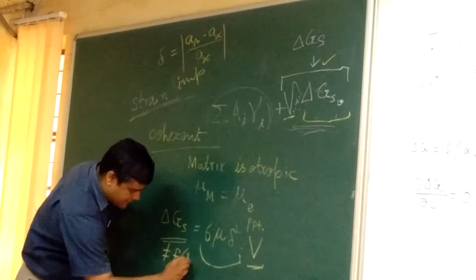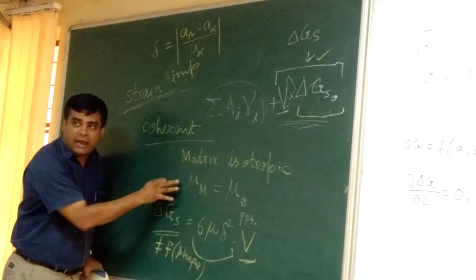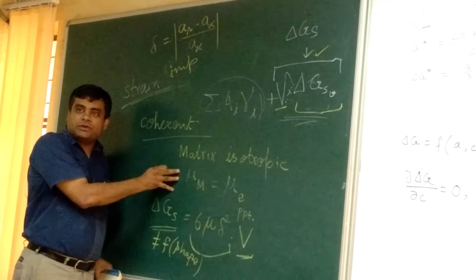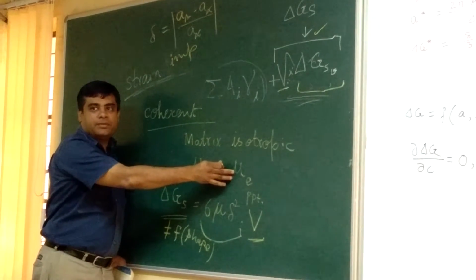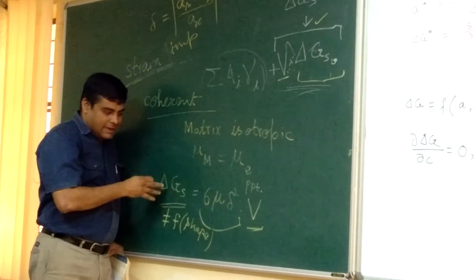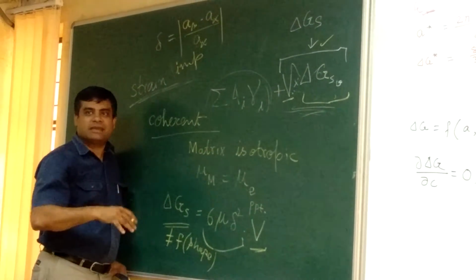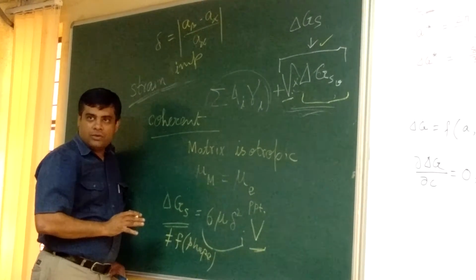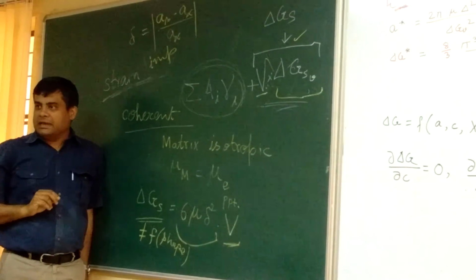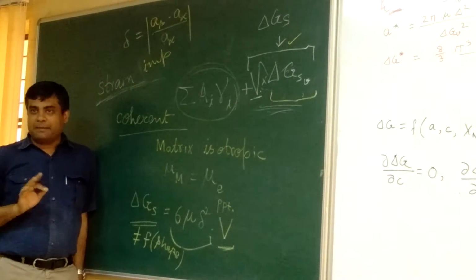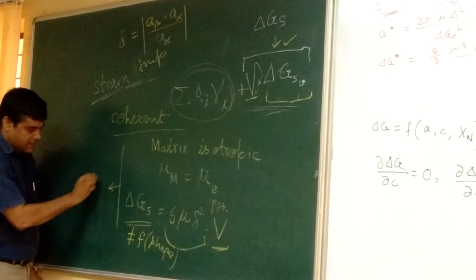depend on shape when the matrix is isotropic and the elastic modulus of matrix in all directions is the same as the elastic modulus of the precipitate. In that case, strain energy does not depend on shape. Any shape, strain energy remains the same. The only thing then dictating the shape is interfacial energy, and the shape will be spherical.